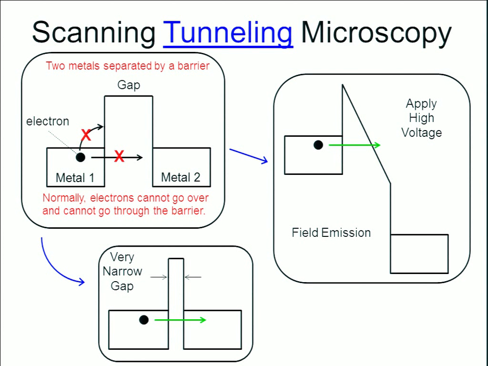Another way to have tunneling instead of the extremely close proximity of the tip and sample is if we apply a high voltage, and in this way, by applying that voltage, we're able to bias the electrons enough so that they can overcome their work function and actually tunnel from one material to another, and that's known as field emission, while the bottom example was our example of tunneling.